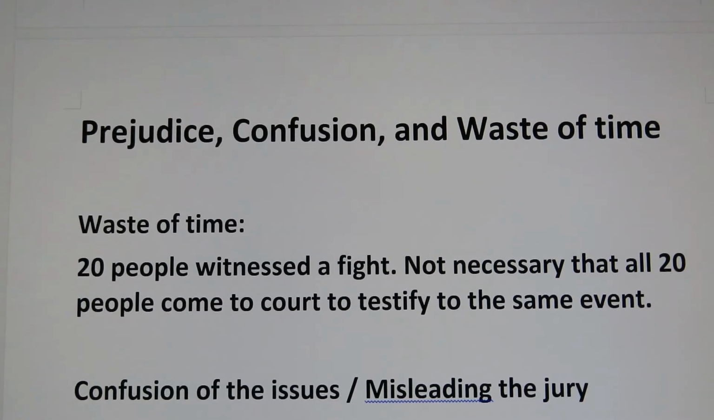Now we discuss the issue of prejudice, confusion, and a waste of time. In the chapter on relevancy, we know a very basic principle in evidence law is that only relevant evidence is admissible, and irrelevant evidence is not admissible. That is a true statement, but we also need to know the reverse is not the case.